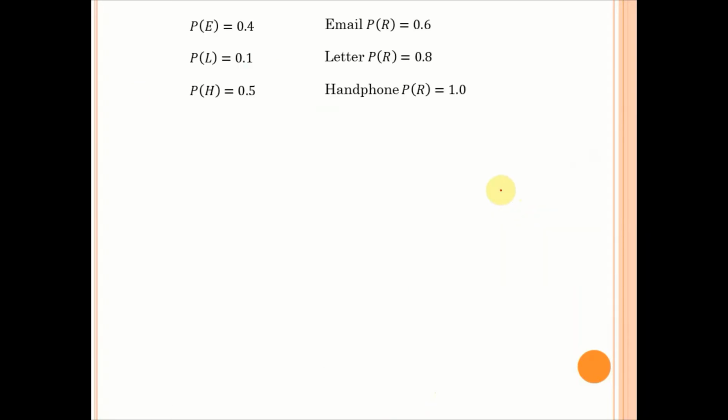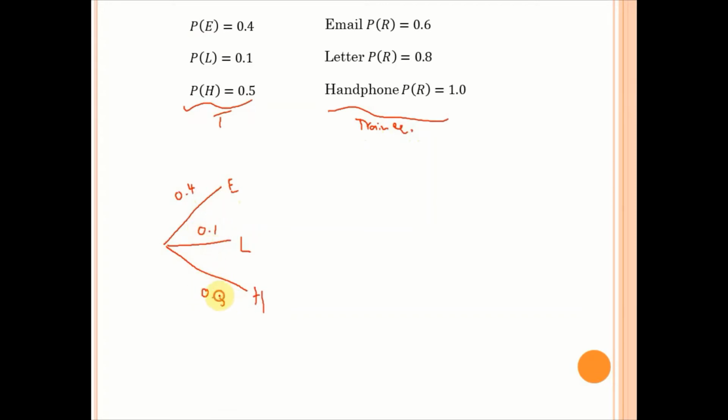So let's draw a tree diagram first. So this is all the info. Okay, so sekarang ni ni teacher punya part, yang ni trainee punya part. First teacher tu hantar between these three. So sama ada dia akan use email, atau dia akan use letter, atau dia akan use handphone. Probability untuk dia guna email is 0.4. Probability untuk guna letter is 0.1. Probability untuk guna handphone is 0.5.